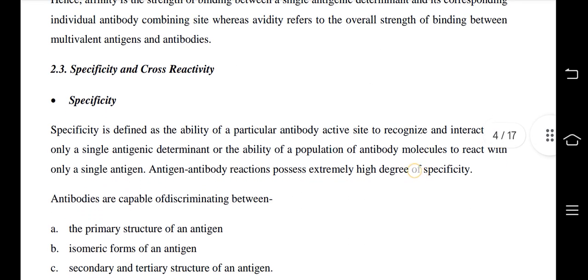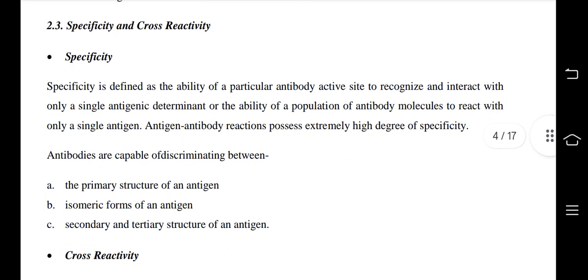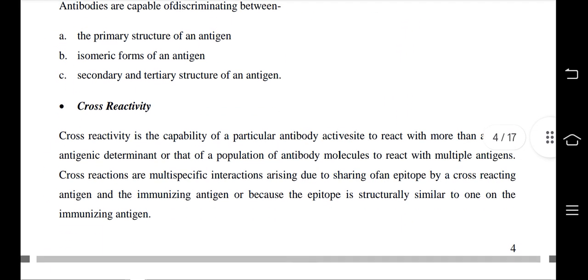Specificity and cross-reactivity. Specificity is defined as the ability of a particular antibody active site to recognize and interact with only a single antigenic determinant, or the ability of a population of antibody molecules to react with only a single antigen. Antigen-antibody reactions possess an extremely high degree of specificity. Antibodies are capable of discriminating between the primary structures of an antigen, isomeric forms of an antigen, and secondary and tertiary structure of an antigen. So that kind of specificity will be there.